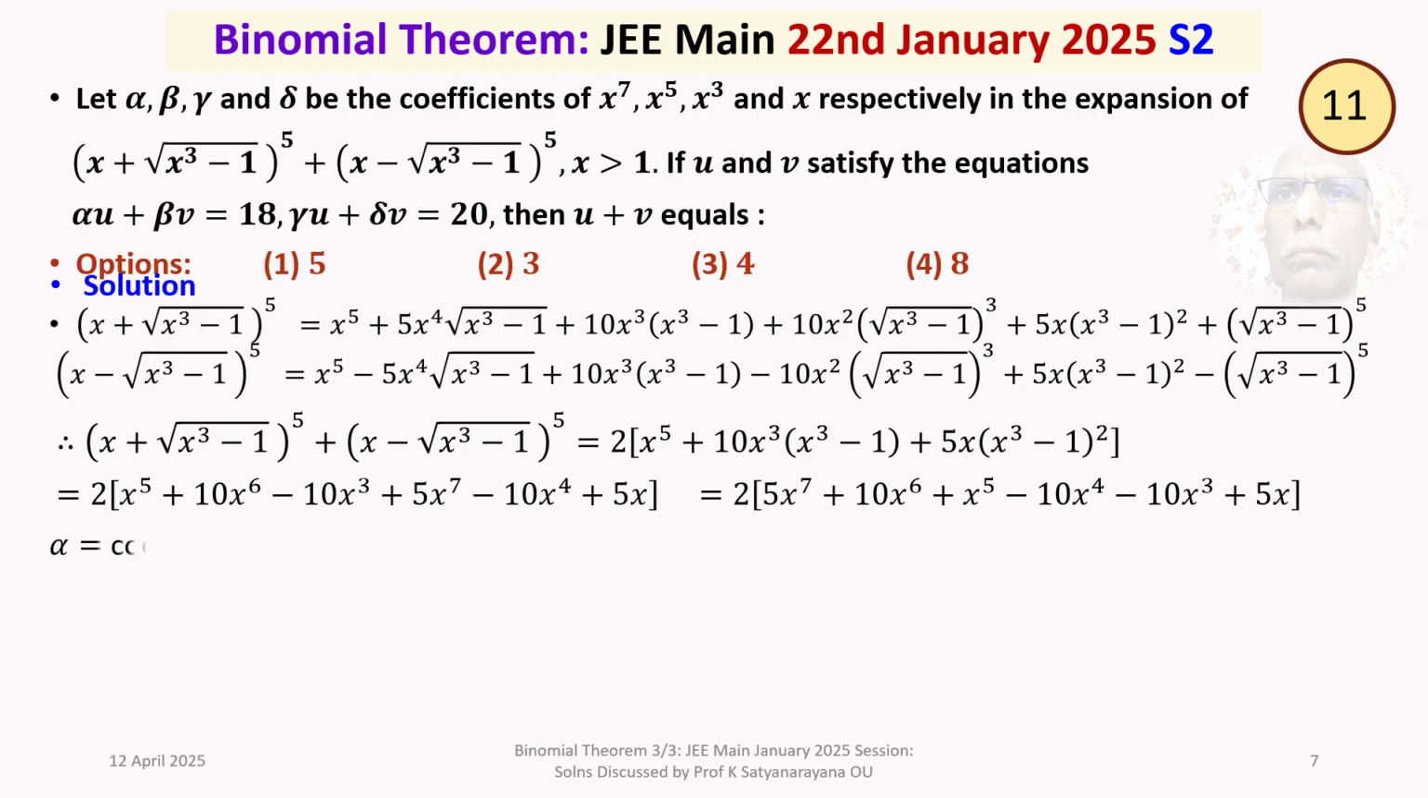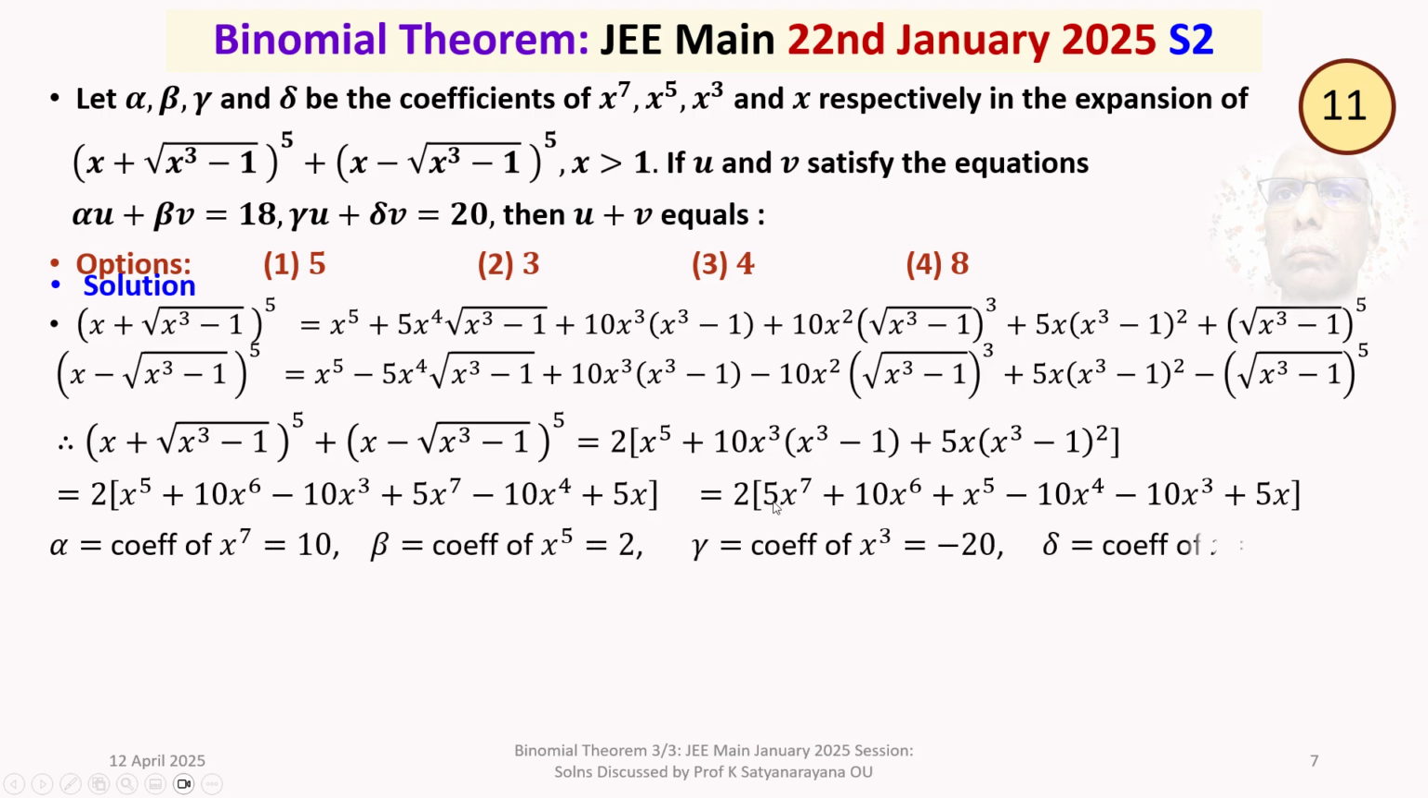Now, it's given alpha is the coefficient of x⁷. What is the coefficient of x⁷ here? 2 fives are 10. Beta is the coefficient of x⁵. What is the coefficient of x⁵? 2 into 1, 2. Gamma, the coefficient of x³. What is the coefficient? 2 into minus 10, minus 20. Delta is the coefficient of x. 2 into 5, 10.